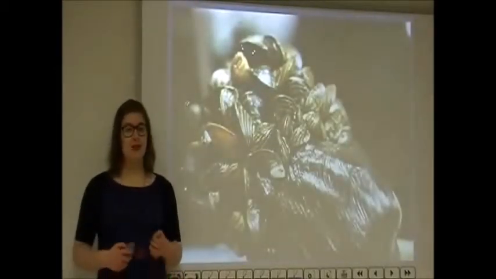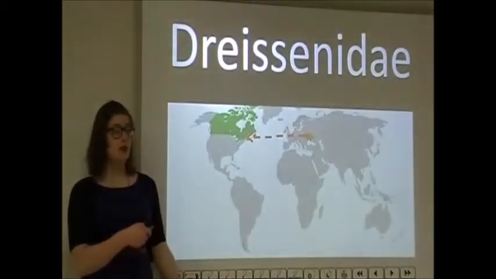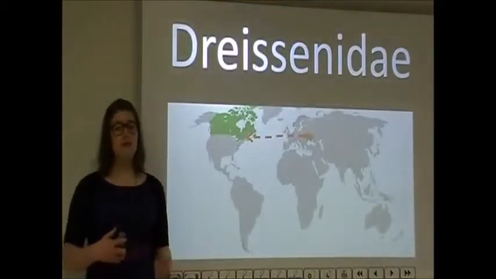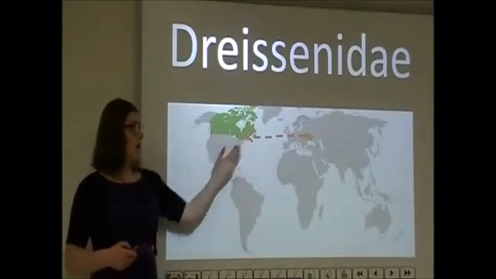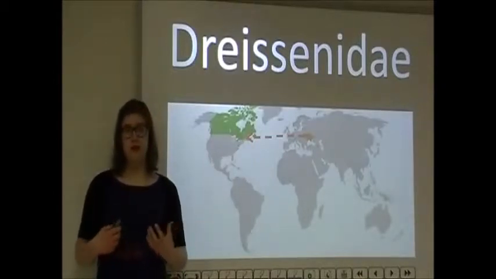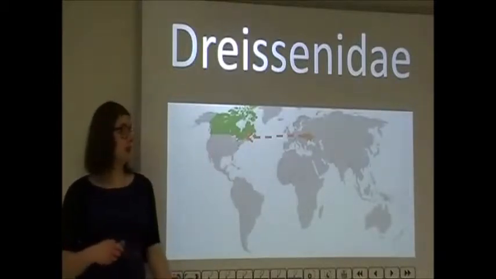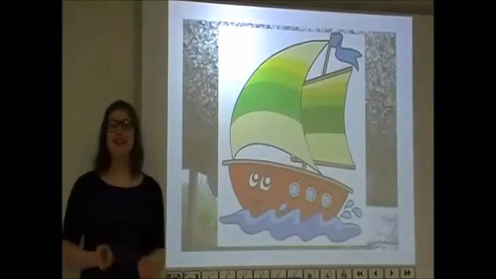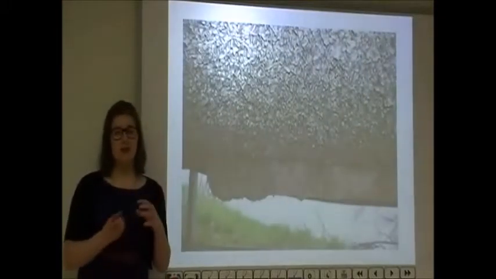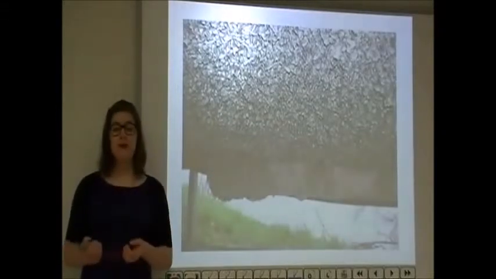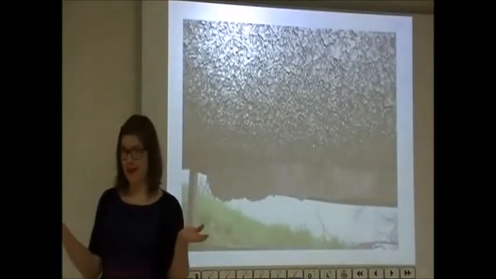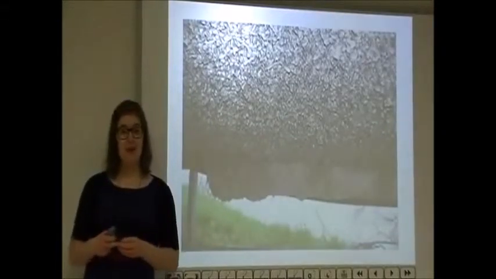Now, Dreissenid mussels are an invasive species that originated in the Ukraine and Eurasia, and they migrated to Canada over the last 30 years or so. The reason that this happened was due to boats. Dreissenid mussels attach to the hulls of boats, and then when the boats make their journey across a body of water, like the Atlantic Ocean, they're transported with it.